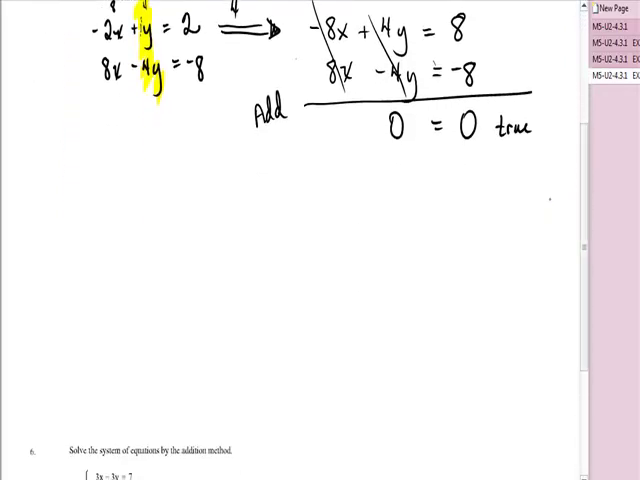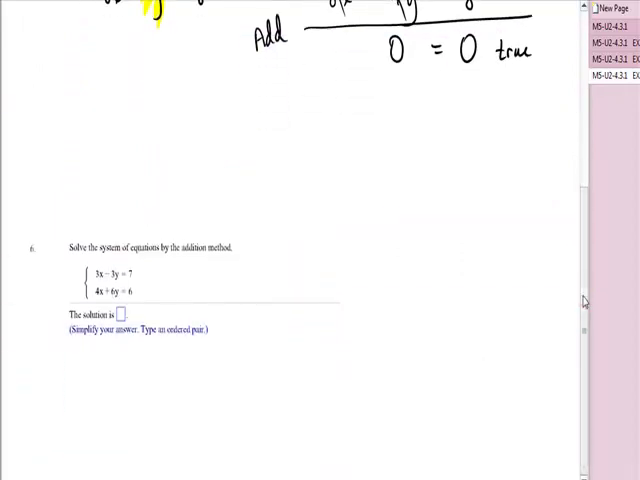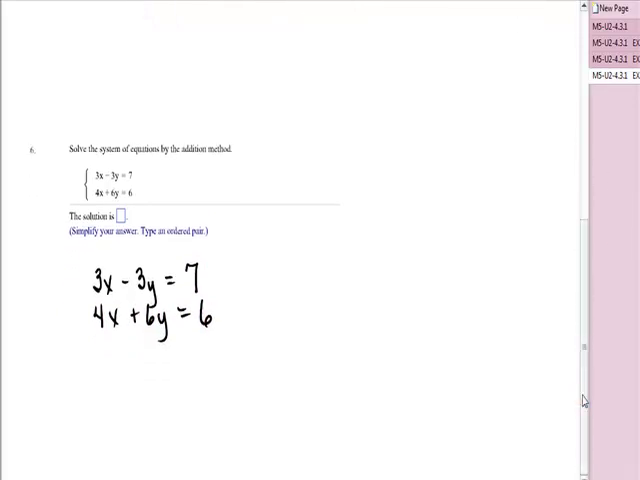All right, we have one more. And it is 3x minus 3y is equal to 7, and 4x plus 6y is equal to 6. Well, what is the least common multiple of 3 and 4? What would 3 and 4 both go into? The answer is 12. You could multiply this by a 4 and this by a 3, one of them negative, to get a positive and negative 12.